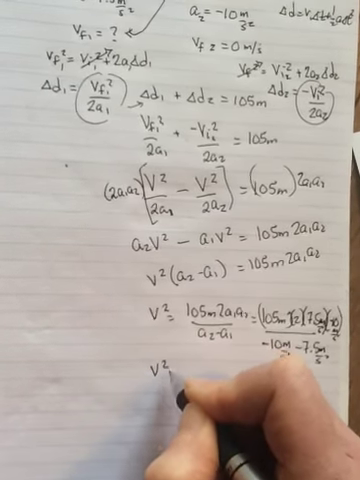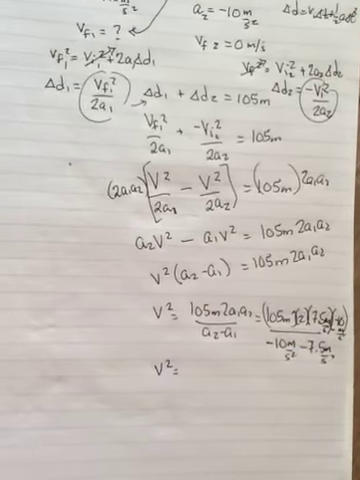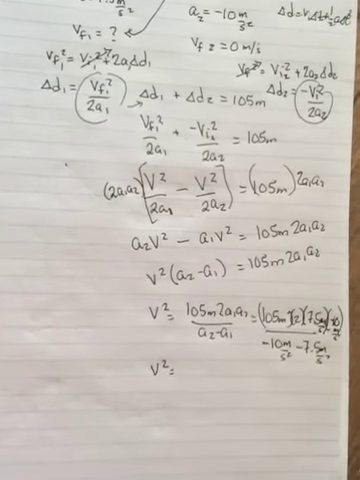Don't panic that you're going to have negatives. You're going to have a negative on the top and the bottom. So 105 times 2 is 210.